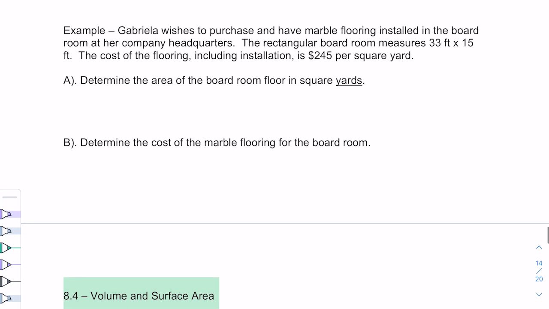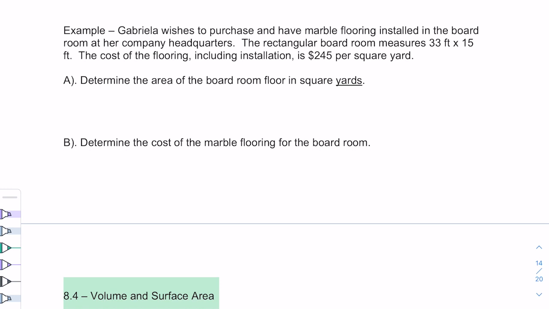Okay, last example. Feel free to pause and read it and then try it on your own. Gabriella wishes to purchase and have marble flooring installed in the boardroom at her company headquarters. The rectangular boardroom measures 33 feet by 15 feet. The cost of the flooring, including installation, is $245 per square yard. Determine the area of the boardroom floor in square yards.